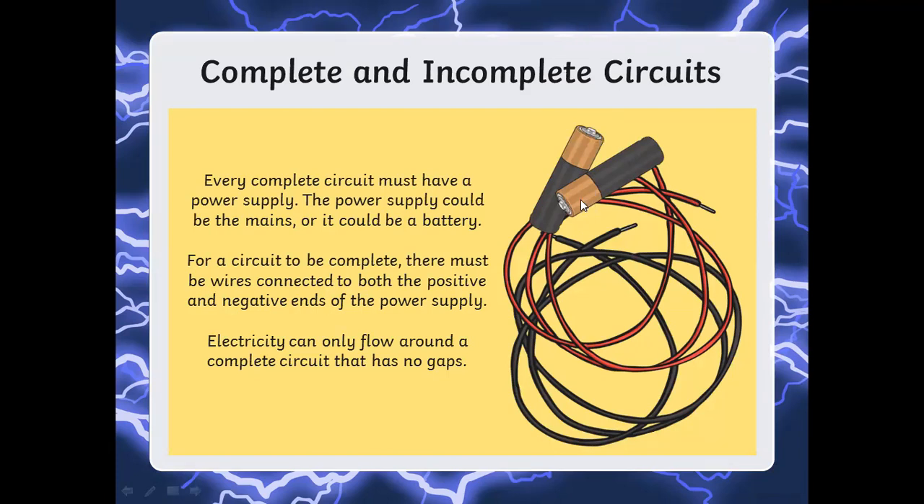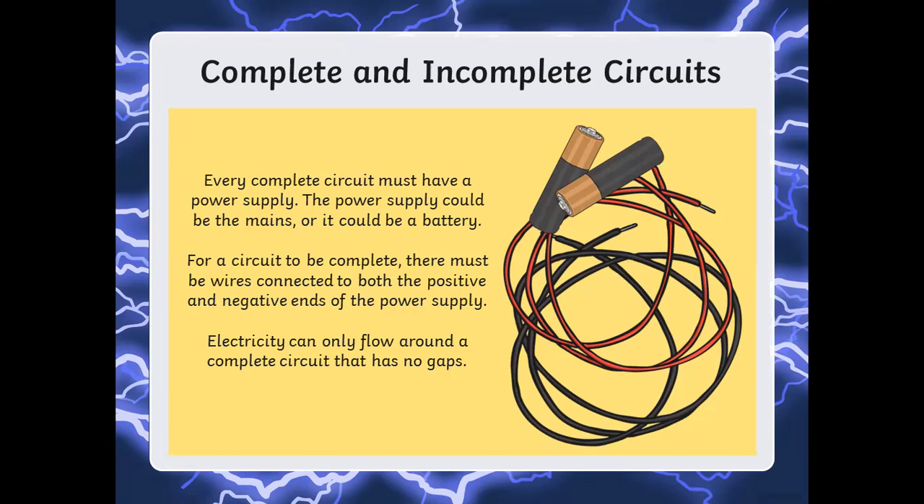So remember, children, on your battery you have a plus and a minus sign, and you joined a wire to the plus sign end of the battery and a wire to the negative end. When you completed your circuits last week, you used crocodile clips to attach, didn't you, that were on the ends of your wires. Electricity can only flow around a complete circuit that has no gaps.